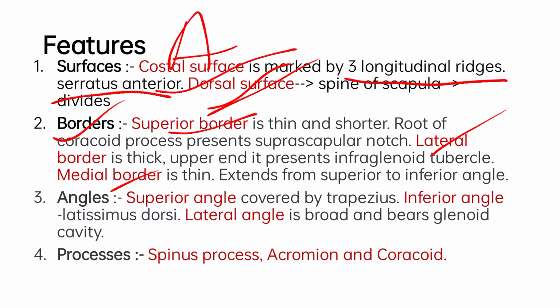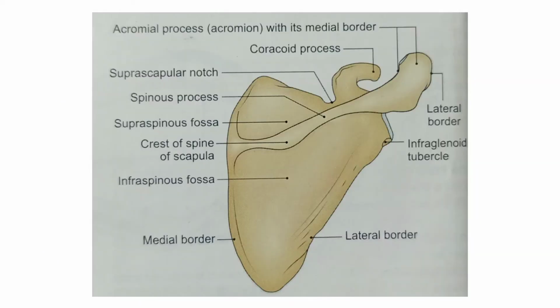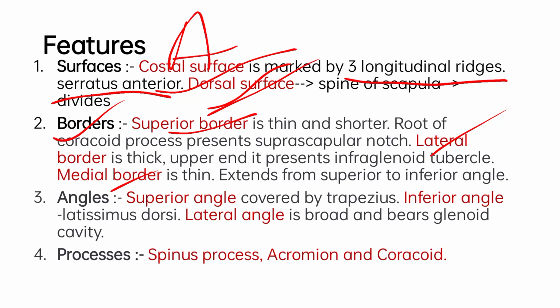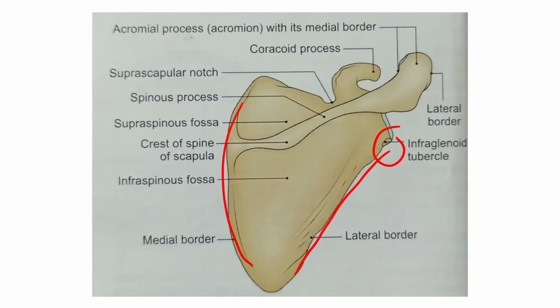Alright. Lateral border is thick. Upper end presents infraglenoid tubercle. Now we'll see the lateral border. This is the lateral border which is thick and above it has infraglenoid tubercle. Moving further to the medial border. Medial border is thin and extends from superior to inferior angle. This is the medial border. This is the superior angle. This is the inferior angle. So, it extends from superior angle to the inferior angle.